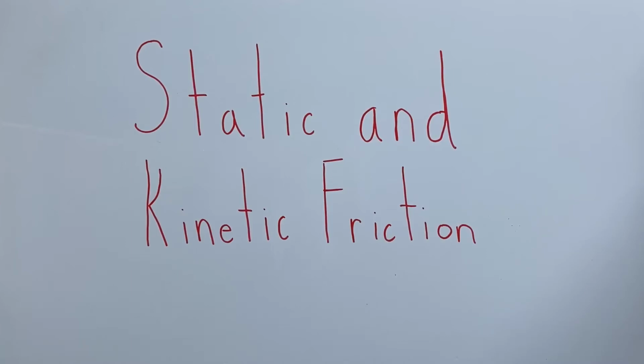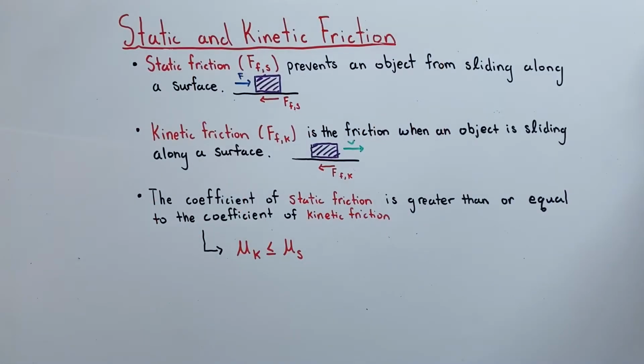In this video, we are going to talk about the two types of friction, static friction and kinetic friction. In our previous video, we defined friction to be the contact force that resists sliding between surfaces. And there are two types of friction, static friction and kinetic friction. Static friction prevents an object from sliding across the surface.